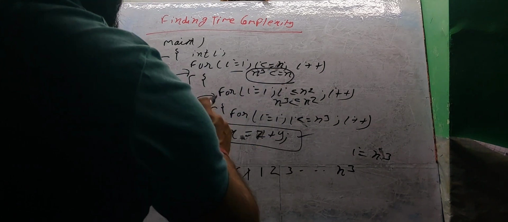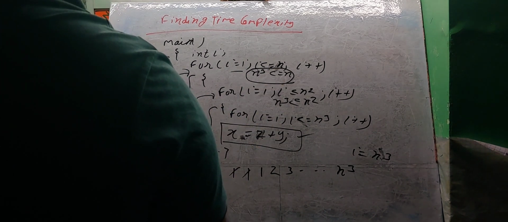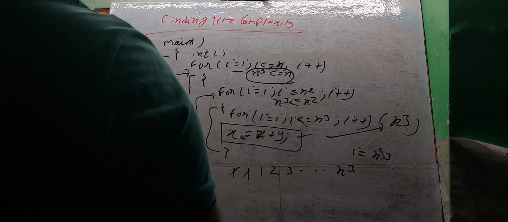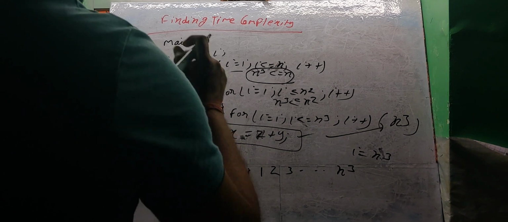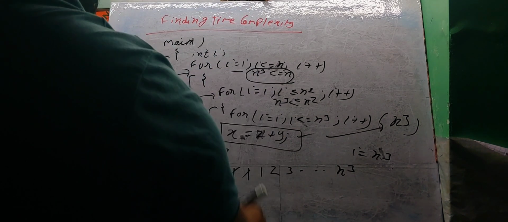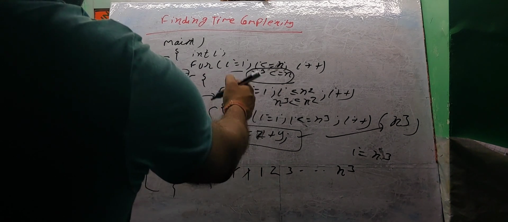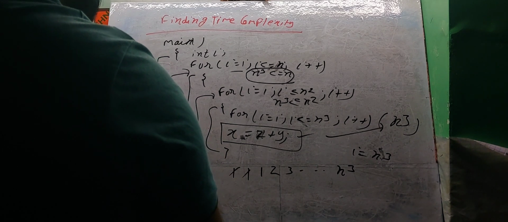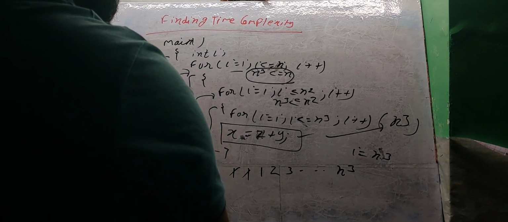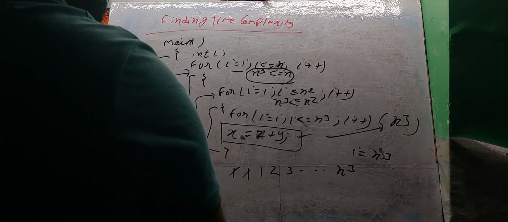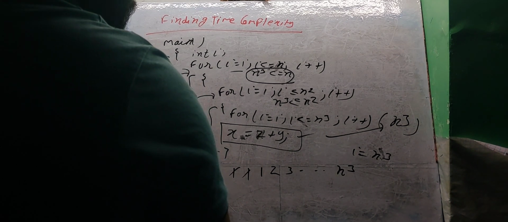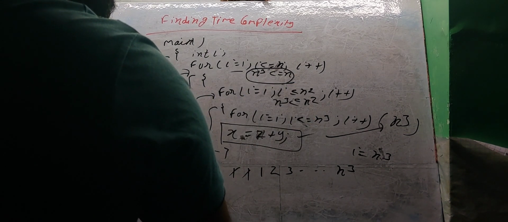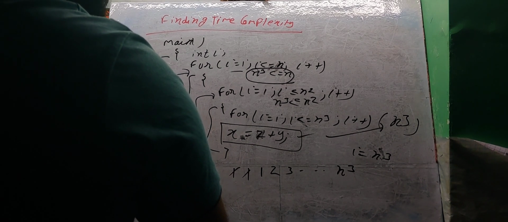So overall, what will be the time complexity of this algorithm? That is n cube. Now how many times will the first loop be executed? Only one time. When I is first initialized to 1, it enters the second for loop, and again I is initialized to 1, and in the third loop again I is initialized to 1, and here in the third loop it will execute for n cube times.